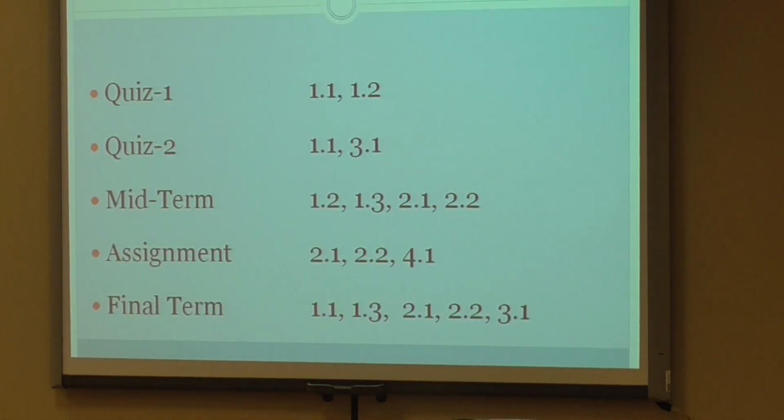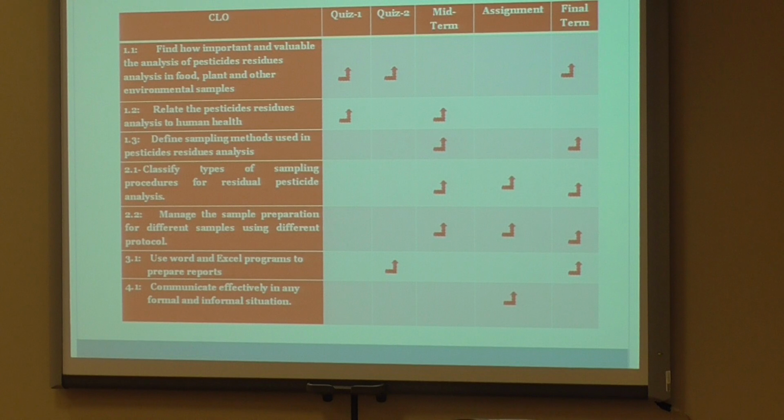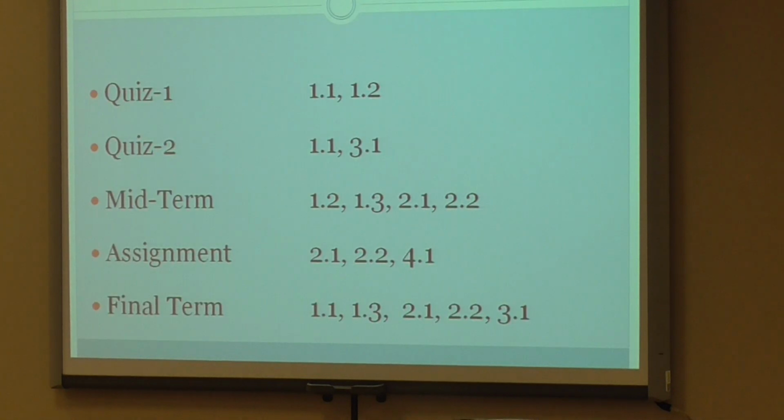Midterm 1.2, 1.3, 2.1, 2.2. See? 1.2, 1.3, 2.1, 2.2. So this is just putting it on the paper. There is no need, but in order to facilitate, you can even put it in tabular form like this.